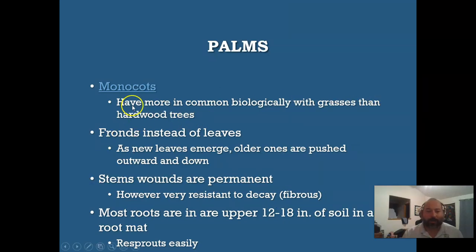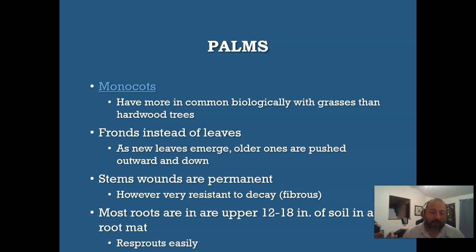In terms of palm trees, I got a little handout here. So if you go into the notes that I gave you, you can click on that and it'll take you to a publication that explains the differences between monocots and dicots. But monocots, a palm is a monocot, and it has more in common biologically with grasses than with the hardwood tree. So even though it's a tree and it has kind of all these parts that you think, oh, this is a tree, it's really much more related to grass than it is to trees.